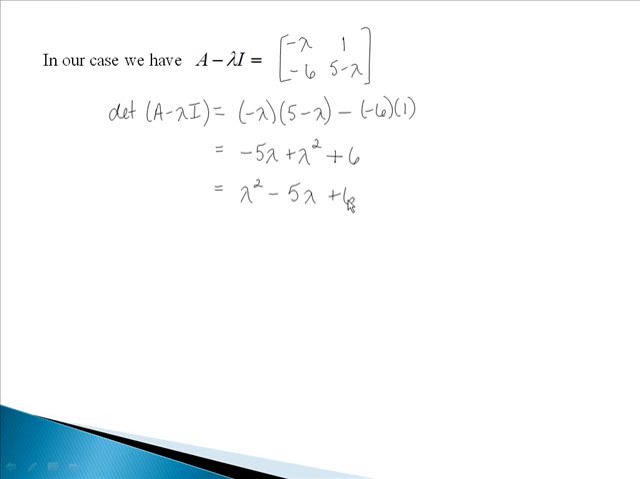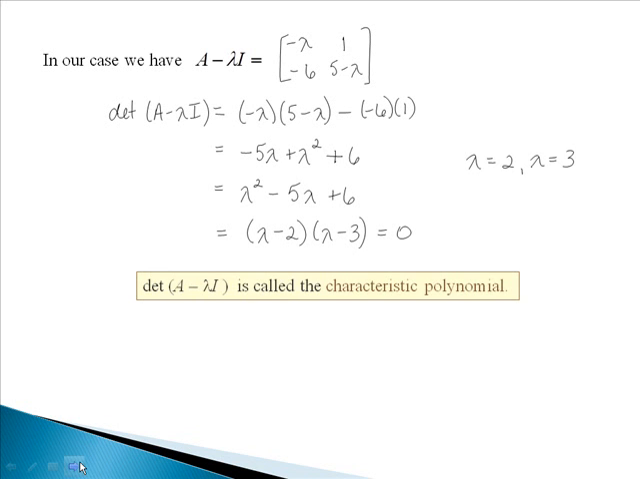And we're going to pull from our algebra base here and factor this. So we know that it factors as lambda minus 2 and lambda minus 3. And remember that our characteristic equation, we're solving when the determinant is equal to 0. So to solve this, we set both equal to 0, and we end up with eigenvalues of lambda equal 2 and lambda equal 3. So the determinant of A minus lambda I is called the characteristic polynomial. And you see how we ended up with a polynomial here.